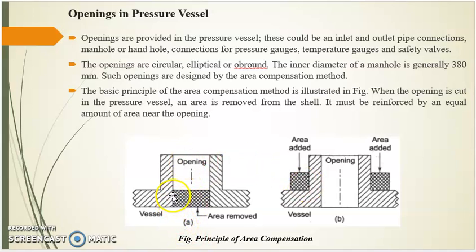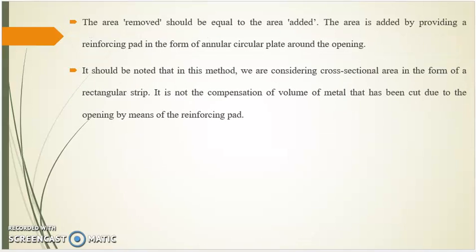Now this much area is removed. Therefore, this much area is compensated here. That is, area is added. Area removed is equal to area added. That is, this annular ring is placed near this opening. The area removed should be equal to the area added.